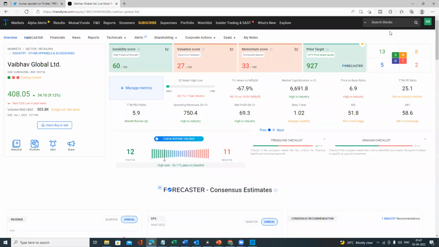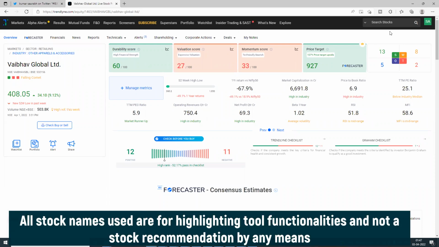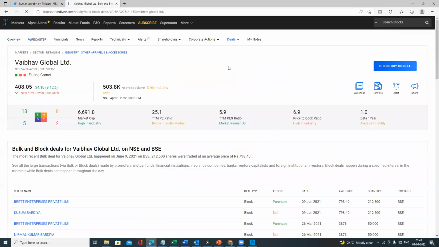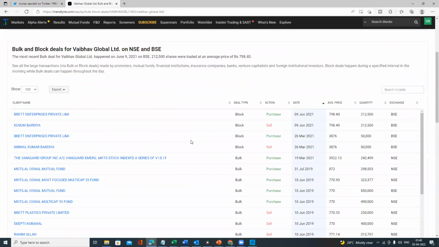So I've just opened the details for Vaibhav Global, and we know that Vaibhav Global has corrected a lot. From 1,000 rupees the stock was down to 400 rupees, and recently the promoter buying started. Now if you go in the deals section here, you have two things: bulk block deals and insider trading. So when you click on the bulk block deals, you get the history of all the block deals which have happened. Whether it's a bulk deal, block deal, purchase, sell, when it happened, what was the average price, what was the quantity, and all of that. So this is how you get it.